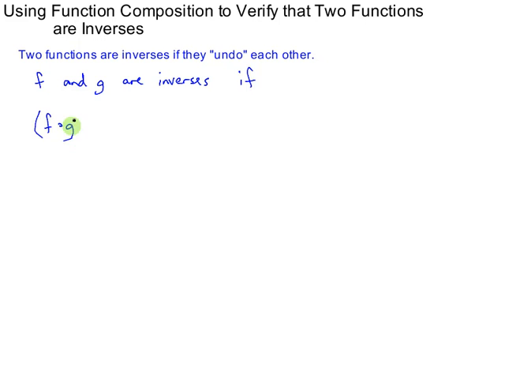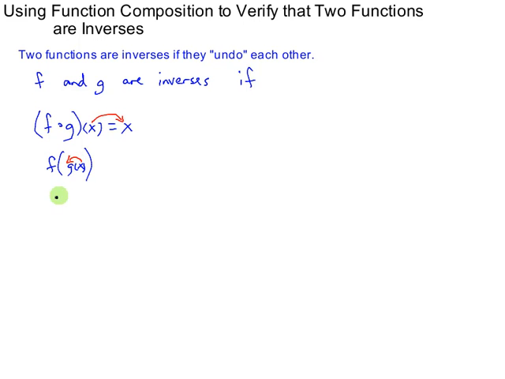f of g of x, the composition, this is an open circle, f of g of x equals x, meaning that when you apply both of these functions to the input x, you get the output x also. So it has to be the same, no matter what the input is. And what that means is, remember f of g of x: x goes into g, and then that whole thing goes through f.